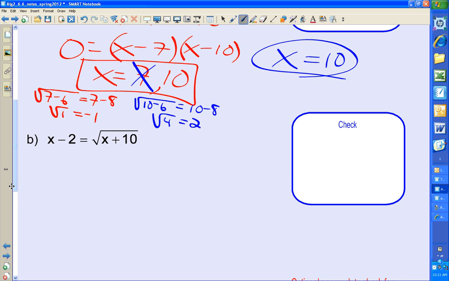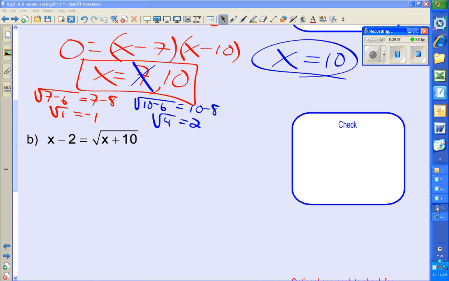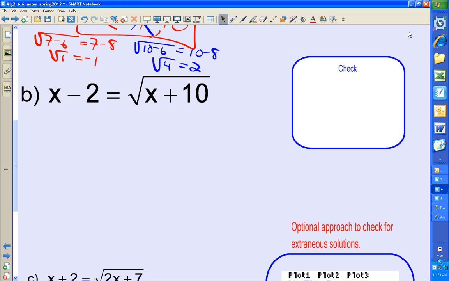Try B. See if you can solve B by yourself here. Okay, so x minus 2 equals root x plus 10. So we're going to square both sides. Did you do this, Natalie? Did you square the x minus 2? What'd you get? Minus 4x plus 4. Very good. Equals x plus 10.